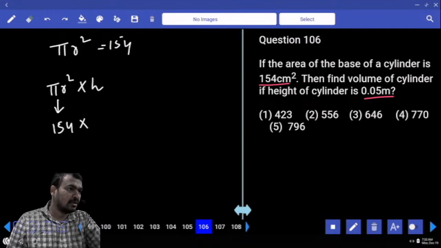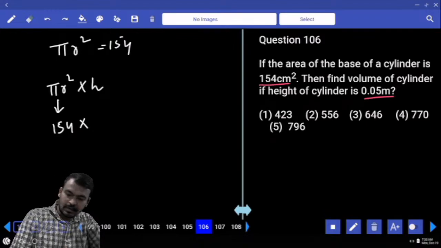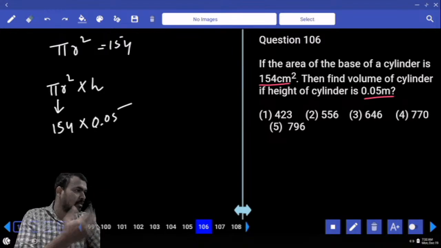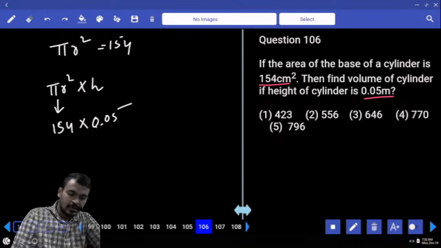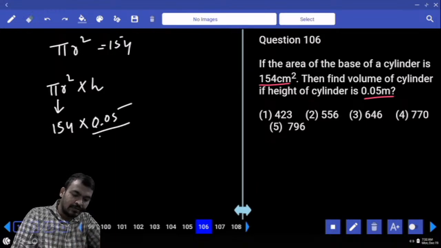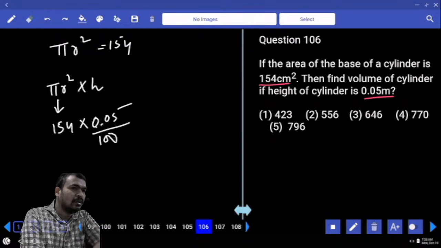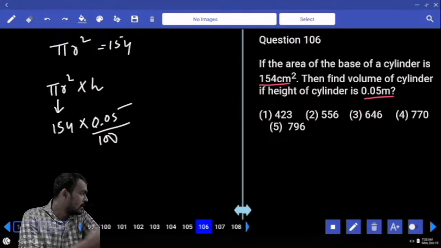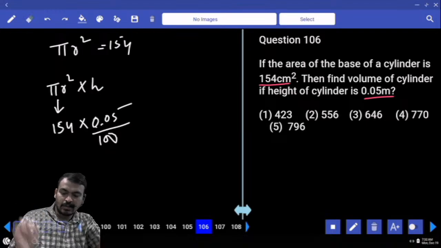154 centimeters square is given. Actually, the height I wrote is 0.05. It must be converted to either meters or centimeters. 0.05 is converted to centimeters. Divide by 100 or multiply by 100? Divide by 100. Okay, then we get the volume.